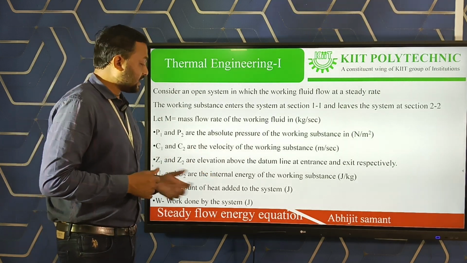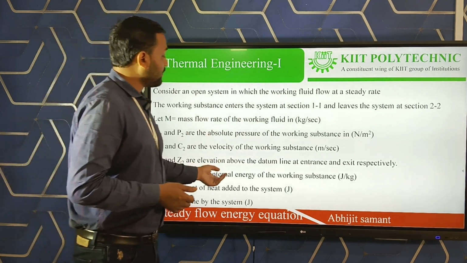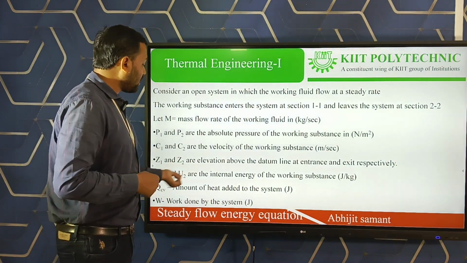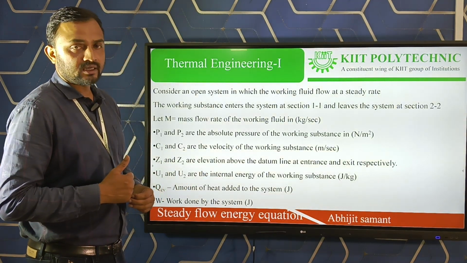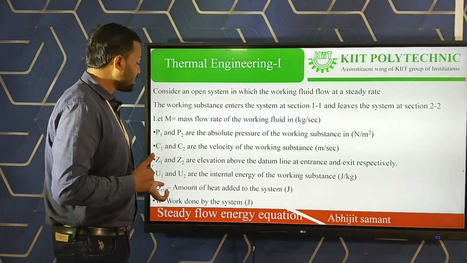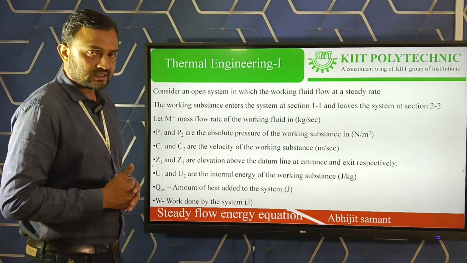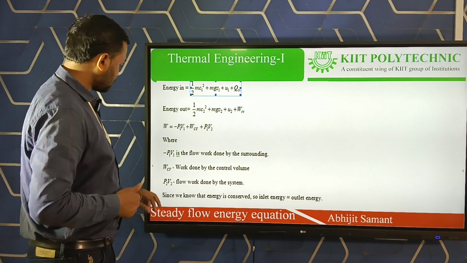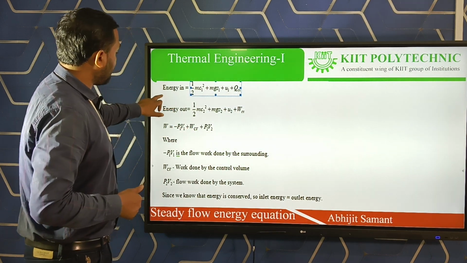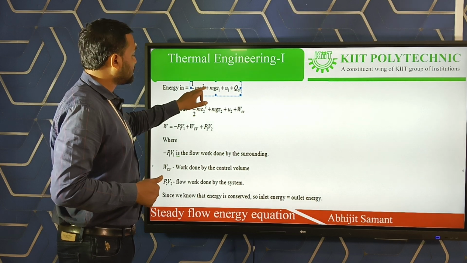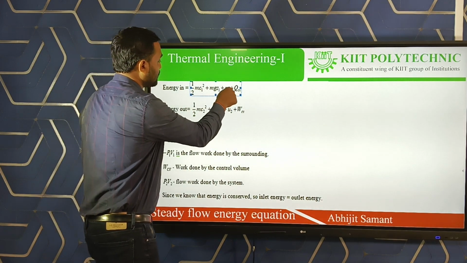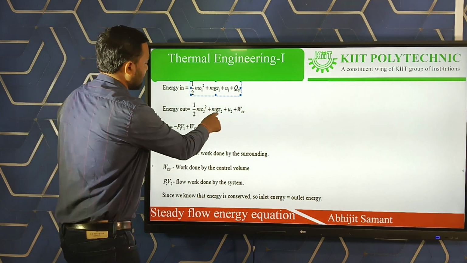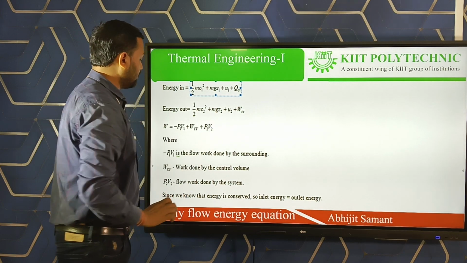Z1, Z2 is the elevation, or the distance above the datum line, at the entrance and exit of the fluid respectively. And U1, U2 is the internal energy of the fluid at inlet and outlet respectively. QCV is the amount of heat added to the system, and W is the work done by the system. So here we can see that energy in is equal to half m C1 square plus mg Z1 plus U1 plus QCV. Energy out is equal to half m C2 square plus mg Z2 plus U2 plus WCV.